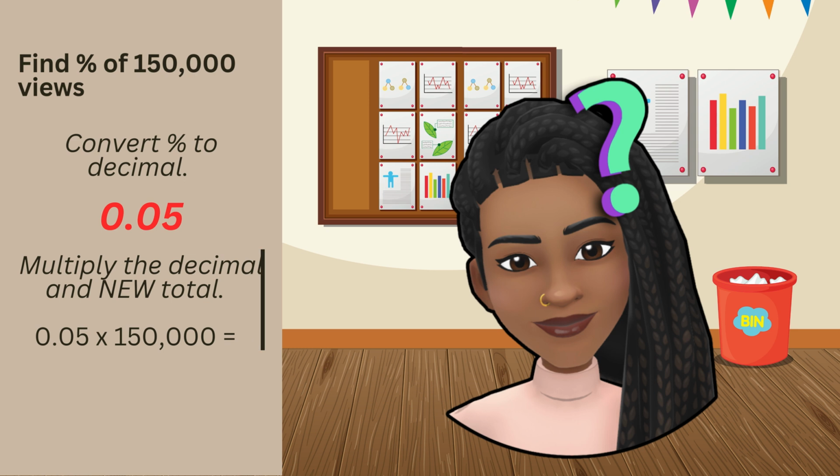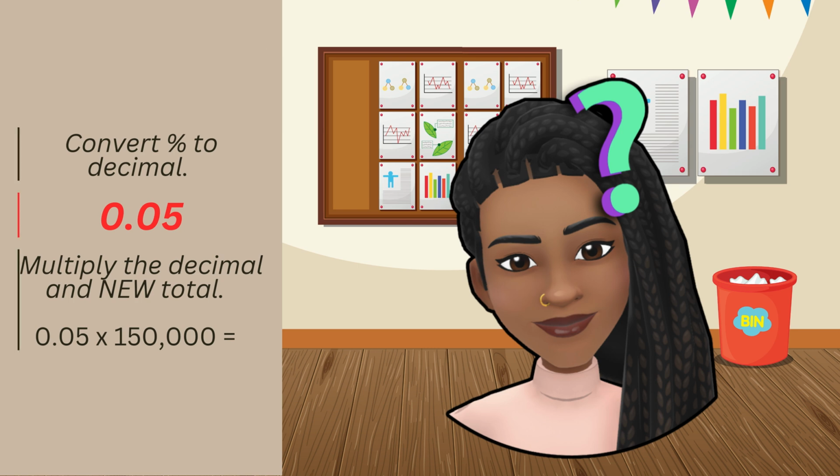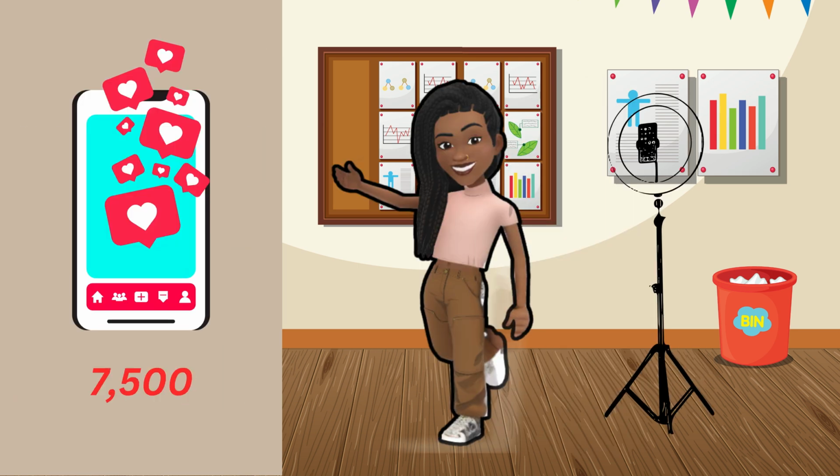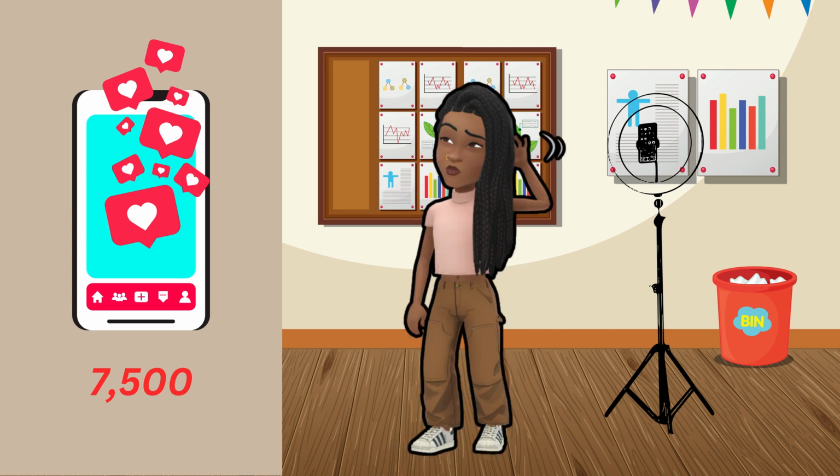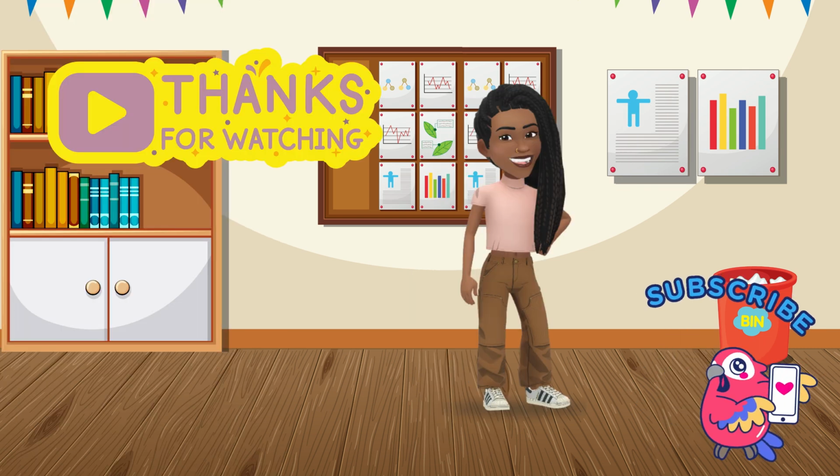Next, we'll multiply the decimal 0.05 by the total, which is 150,000. This means out of 150,000 views, only 7,500 of them made it through the entire video. I guess I'll have to figure out how to get more people to watch the full videos. Luckily, you made it to the end of this video.